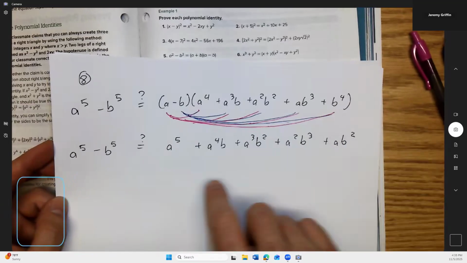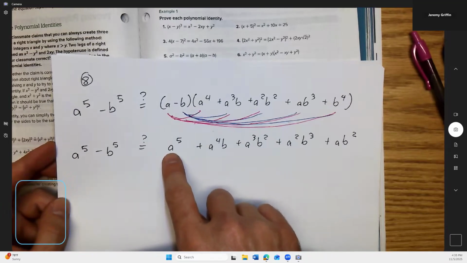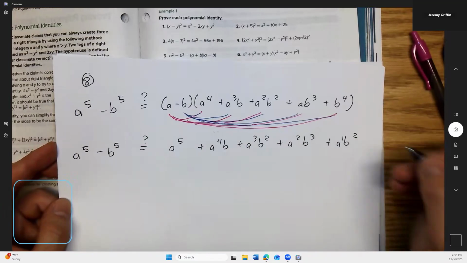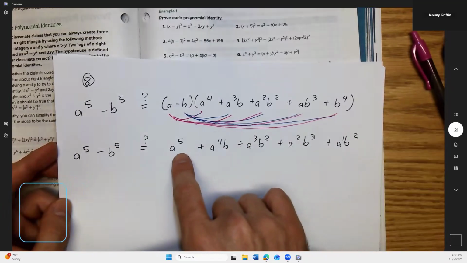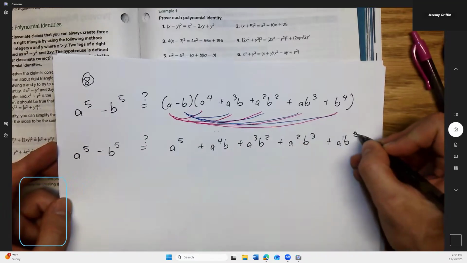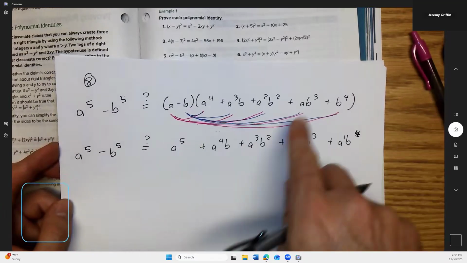Okay. Right. Do you guys notice that the power on A decreases by 1: 5, 4, 3, 2, 1. There's an applied 1 here. And the power on B is increasing. There are no B's here. There's one B here. 2, 3. Whoops, this was 4. Oops. Glad I caught that. Yeah. Okay. Now, I'm not finished yet. I just did all the A distribution.